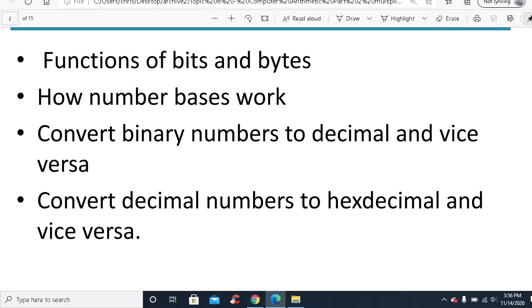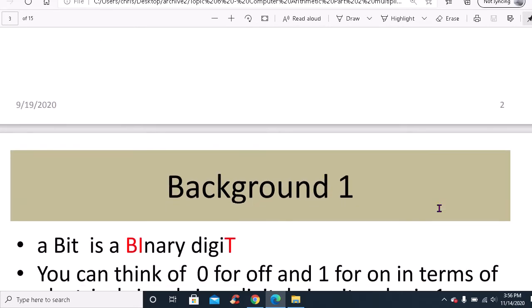So we're going to have a quick look at how number bases work and what they are. And first of all, we're going to convert binary numbers to decimal and vice versa, and then we're going to convert decimal numbers into hexadecimal numbers. Okay, so here we go.